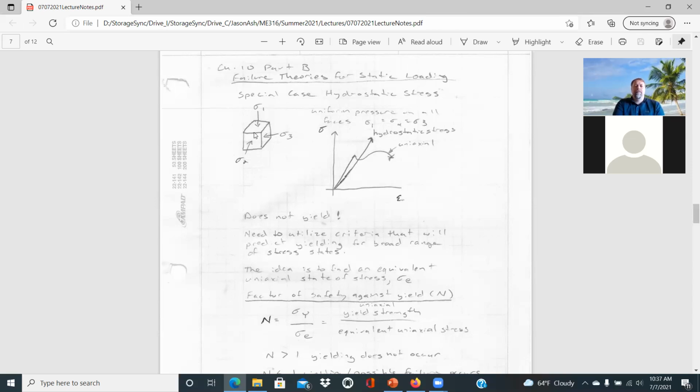Again, that would have to be for a solid object that's subjected to the compressive stress. If there were any type of internal cavities or anything like that, it would just collapse on itself. But the main thing we notice is that it just does not yield. And so what we need to do is find criteria that will help predict yielding for a broad range of stress states.